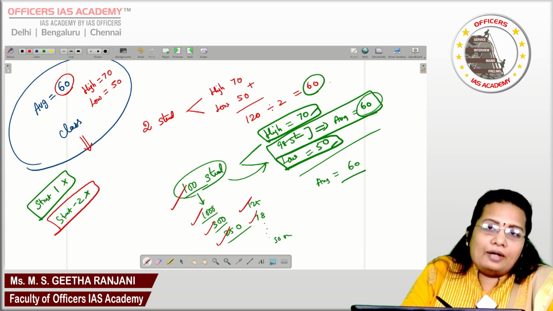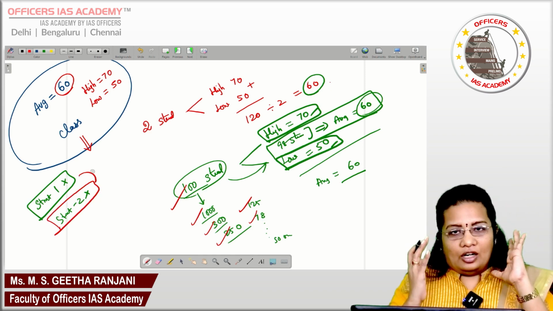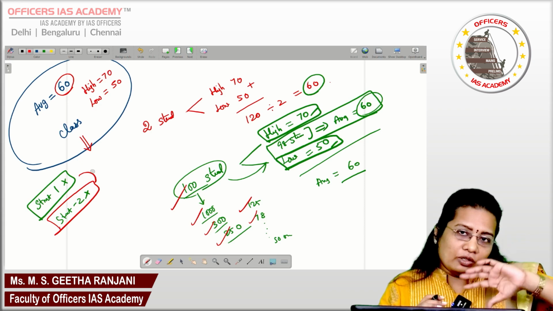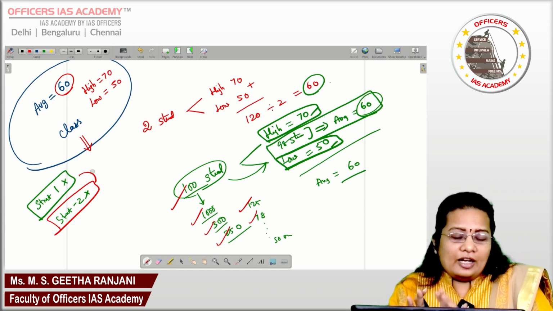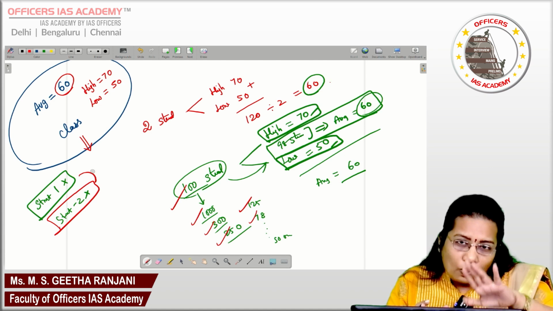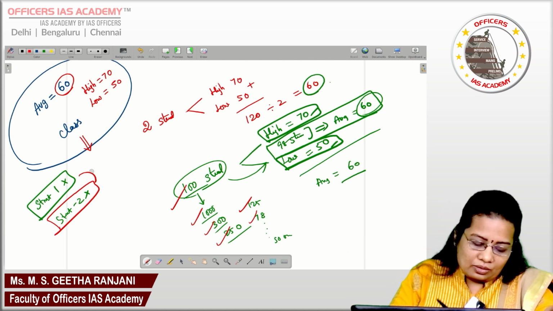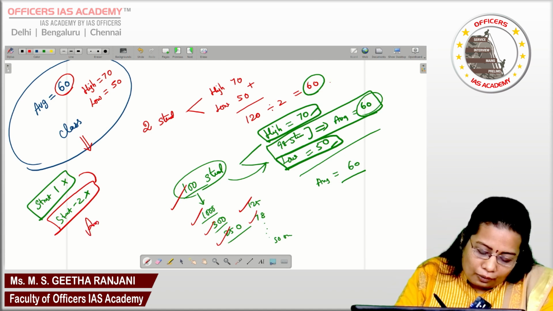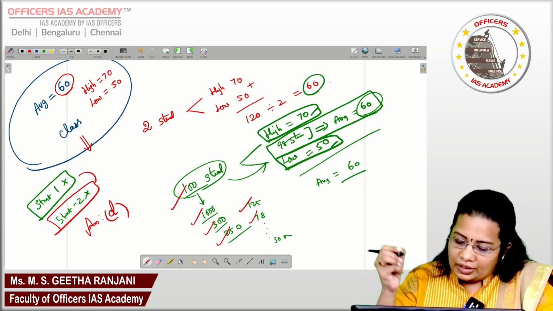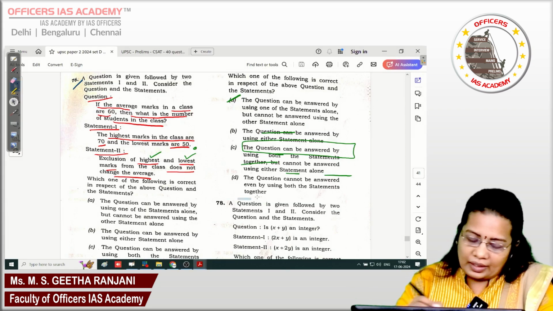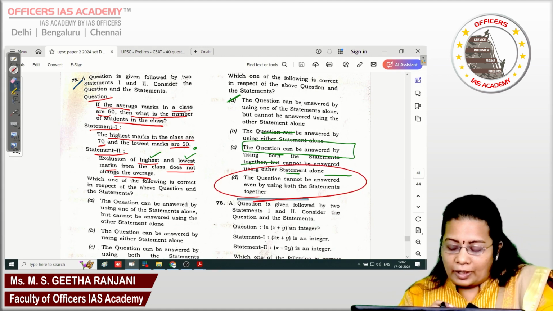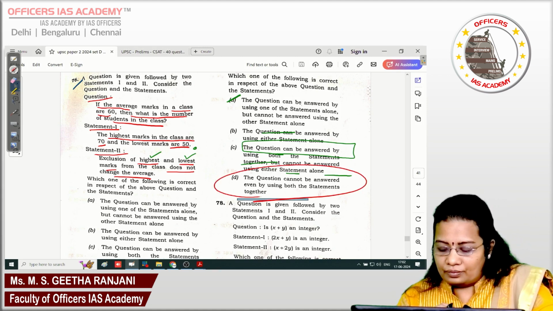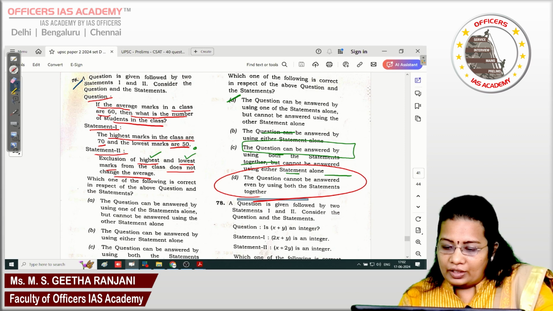If you combine both together, it is invalid, because statement 2 is already included in statement 1, and no detailed, required information is given in either statement. So the answer is option D. What is option D? The question cannot be answered even by using both the statements together. That's all. Let's try the next question.